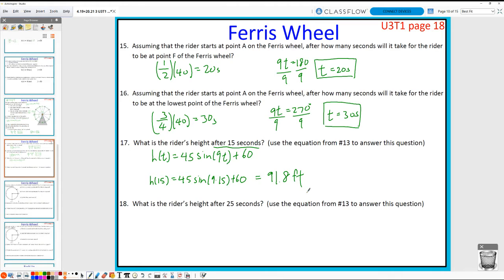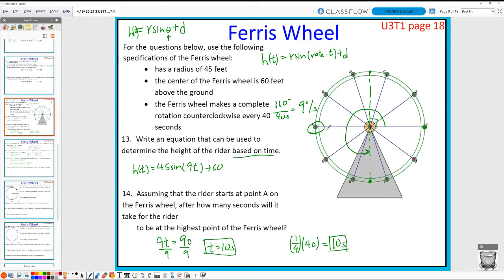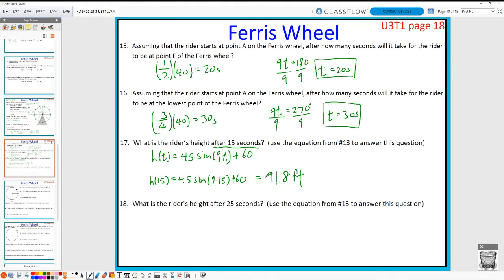This is also a good way to self-check. After 15 seconds, where am I? If it takes 20 seconds to go halfway and 10 seconds to get to the top, then at 15 seconds I'm somewhere in this region. It needs to be greater than 60, because the center is 60 feet above the ground, but less than 105. 91 is right in between. That's not perfect and it doesn't guarantee your answer, but at least this answer makes sense.